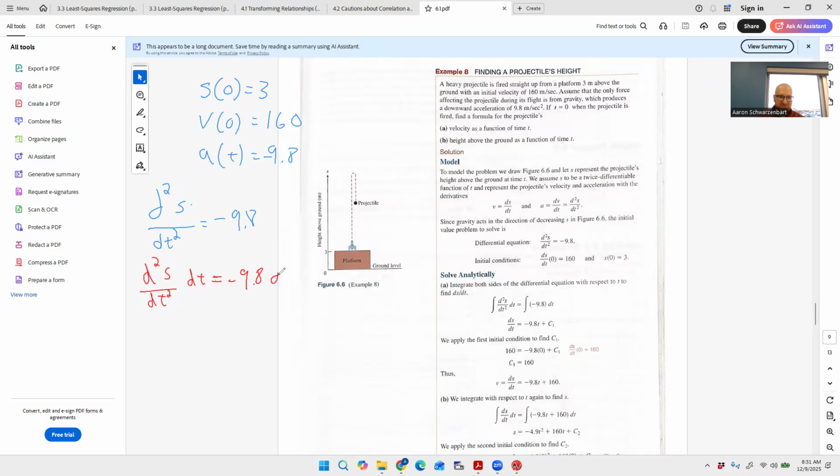Okay, so there we go. And now I'm just going to integrate both sides, which is, this one simply becomes ds/dt. The integral of the second derivative is the first derivative. Don't get caught in the notation of it.